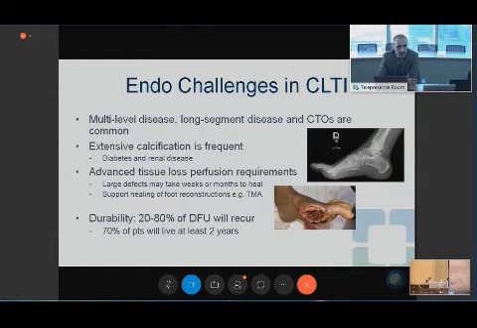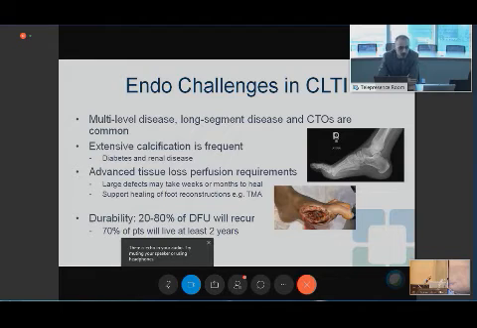As you saw, the endo option is a great option. However, CLTI patients are very challenging. One of the challenges that endovascular treatment faces is that the disease in the CLTI patient is usually multi-level and long. They have long segments with chronic total occlusions that are sometimes difficult to treat. Also, these patients have extensive calcification due to diabetes and renal disease. On the other hand, they have advanced tissue loss, which has very large perfusion requirements, because these large defects may take weeks or months to heal.